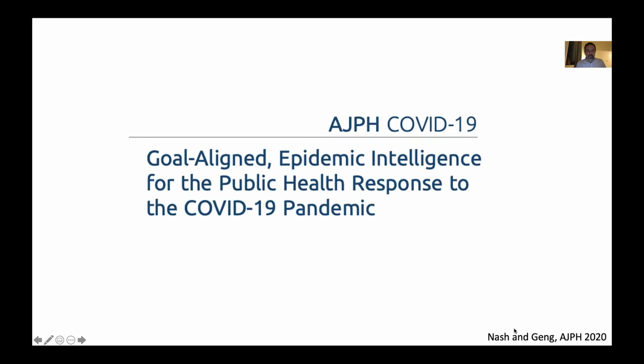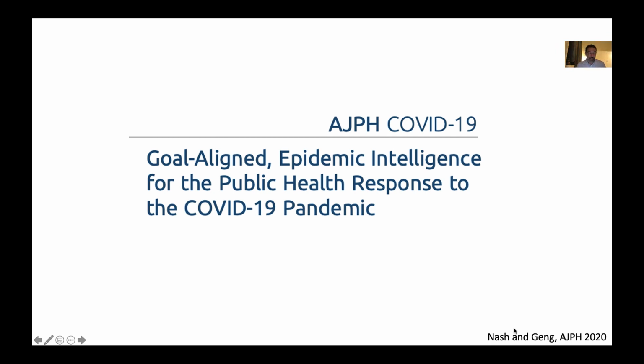And just to lead into that with a little bit of an overview of a commentary that a colleague of mine and I wrote in AJPH last spring, entitled Goal Aligned Epidemic Intelligence for the Public Health Response to the COVID-19 Pandemic. What we were really trying to get at in this commentary was the importance of relying on metrics that are goal aligned with the public health response to the pandemic, and also, importantly, disseminating those metrics in as timely a manner as possible to all those who need to know.